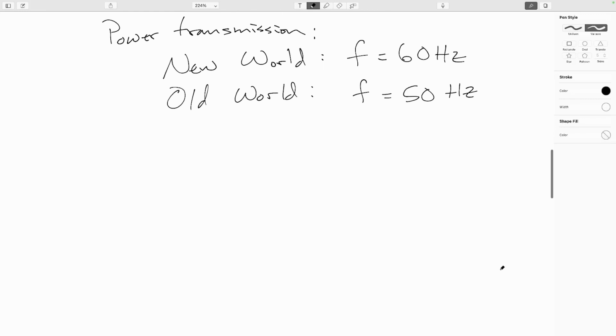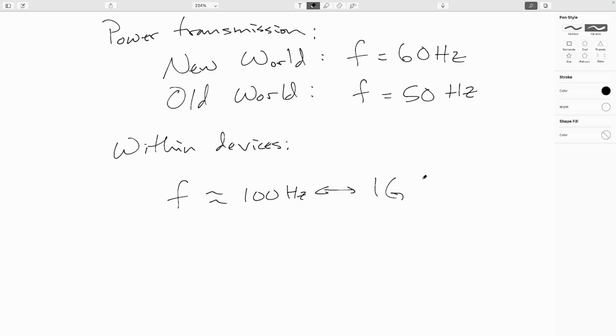All right. Now, within a device, say a radio or things like this, where you are having current, where you're making current oscillate for a reason within some electrical device, then your frequencies will typically run anywhere from about 100 hertz up to about the gigahertz region, so 10 to the 9 hertz, just as a very rough benchmark.